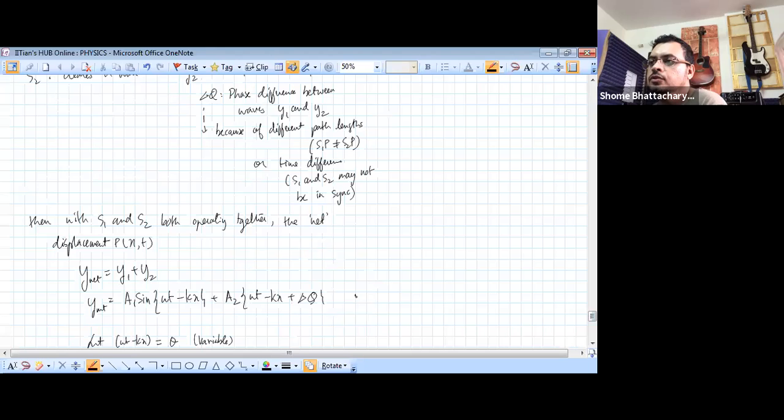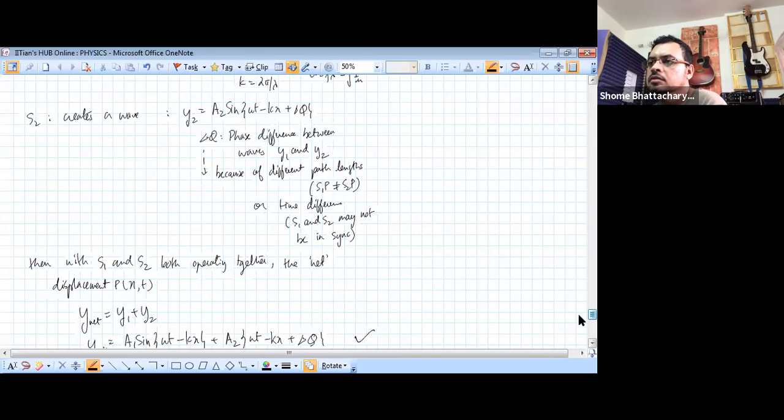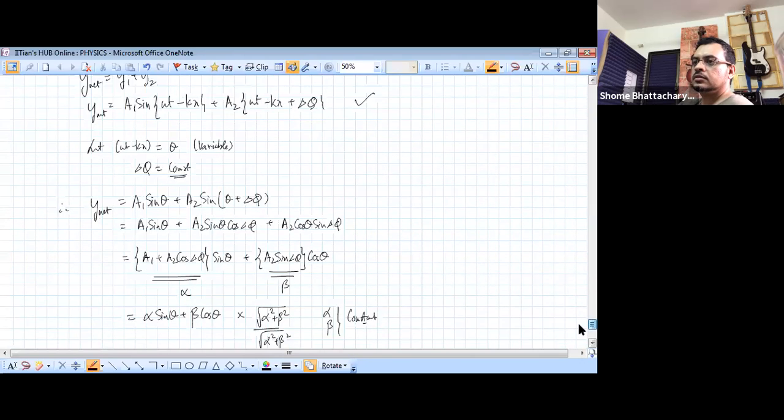So this solution now we want to do fully by using the trigonometry method. Finally, when you're solving this, you make use of this trigonometry trick. How we generally solve alpha sine theta plus beta cos theta. It becomes root of alpha square plus beta square into sine of theta plus something.